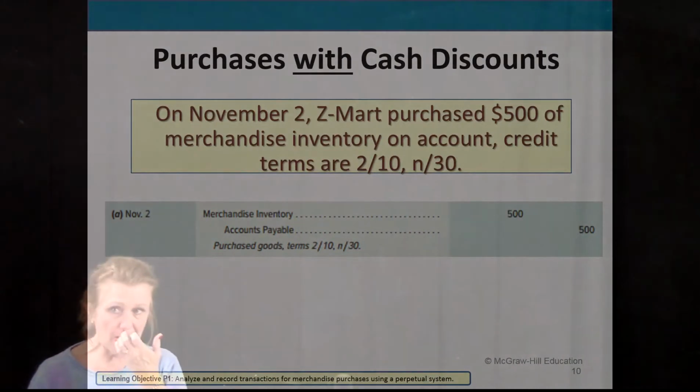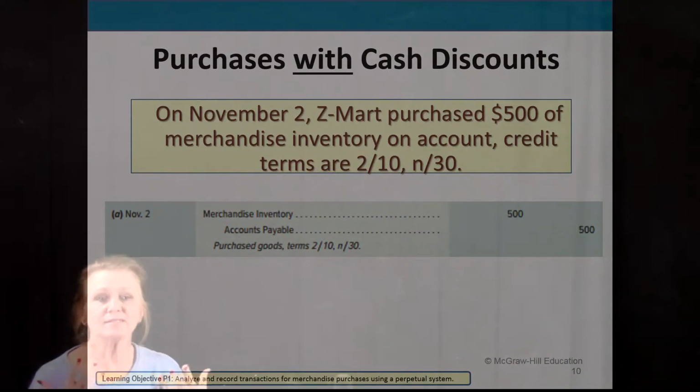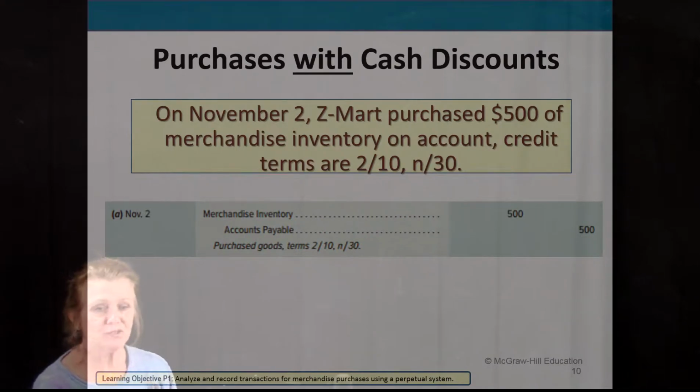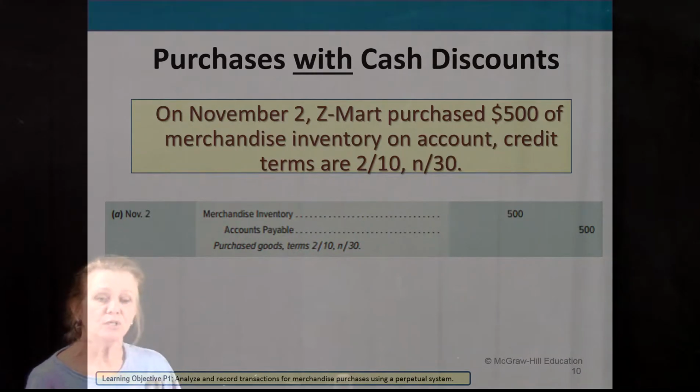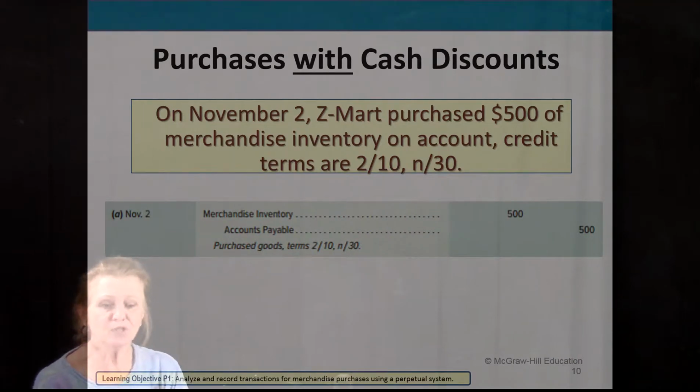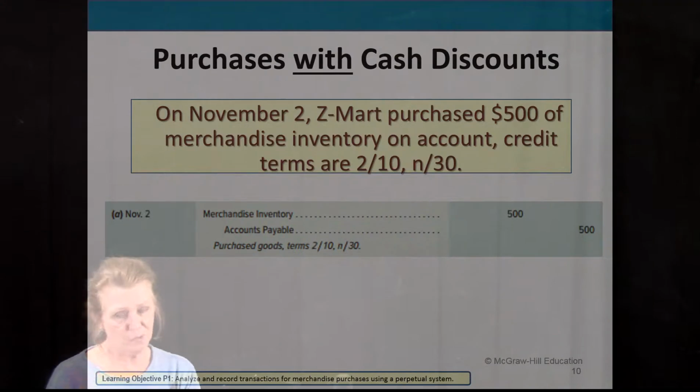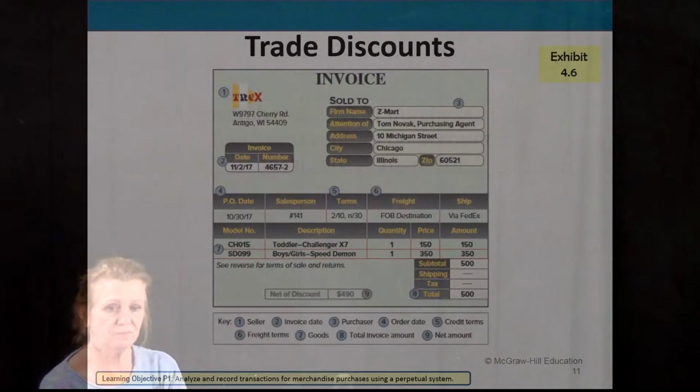So this is how you account for cash discounts or terms when you're making journal entries. Merchandise inventory, same $500 worth of merchandise inventory. You debit merchandise inventory, a current asset account. You credit accounts payable, a current liability account. Your explanation is purchase goods, terms 2/10 net 30. So it was purchased on November 2nd, so it means you have to pay it by November 12th.